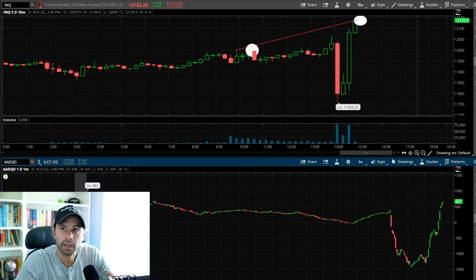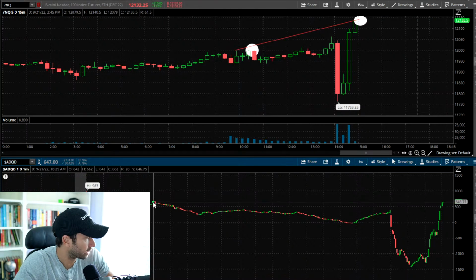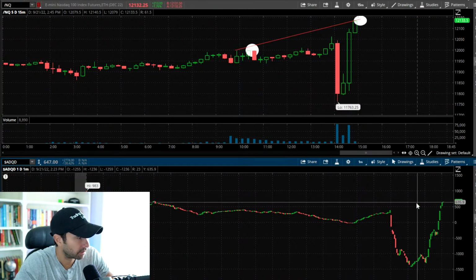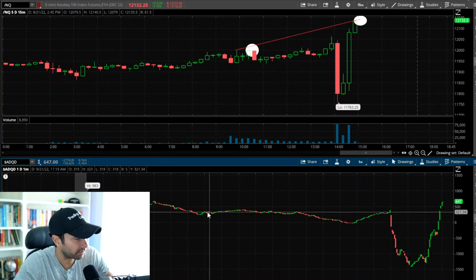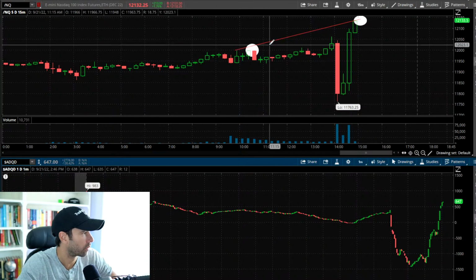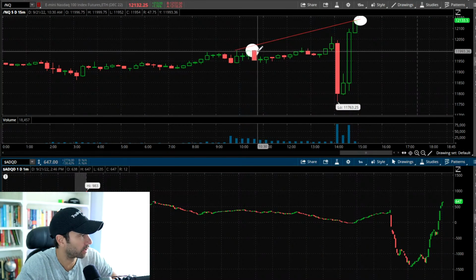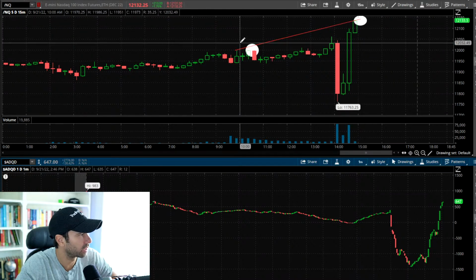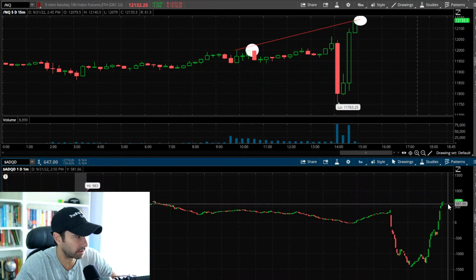All right, so here you can see the lack of momentum, right? The ADQD is not making new highs. It makes similar highs. So that represents another lack of momentum, right? Whereas the market is making new highs right here, the ADQD is not.